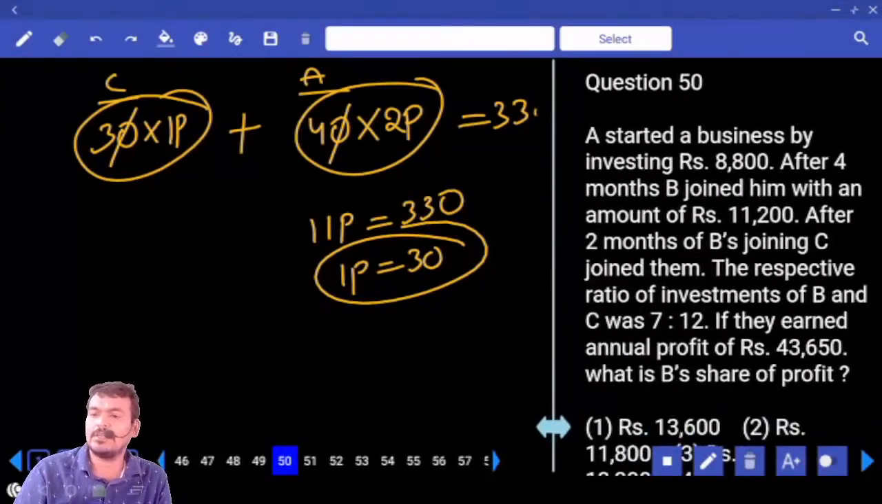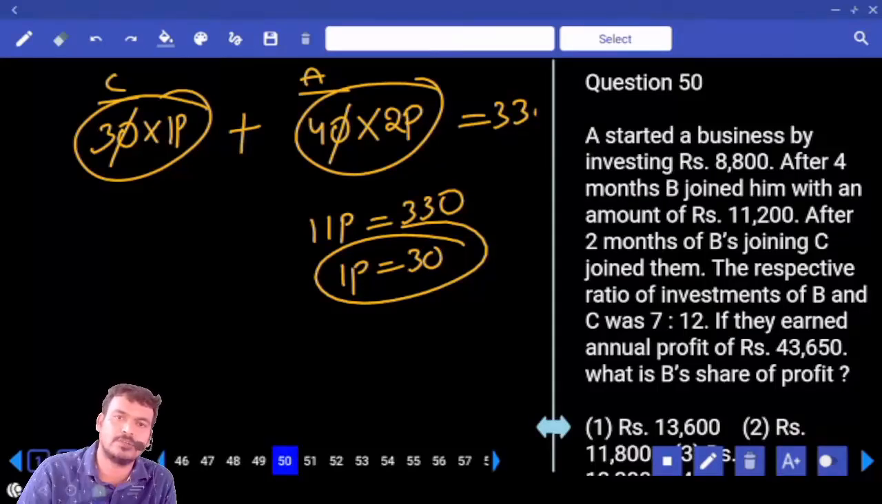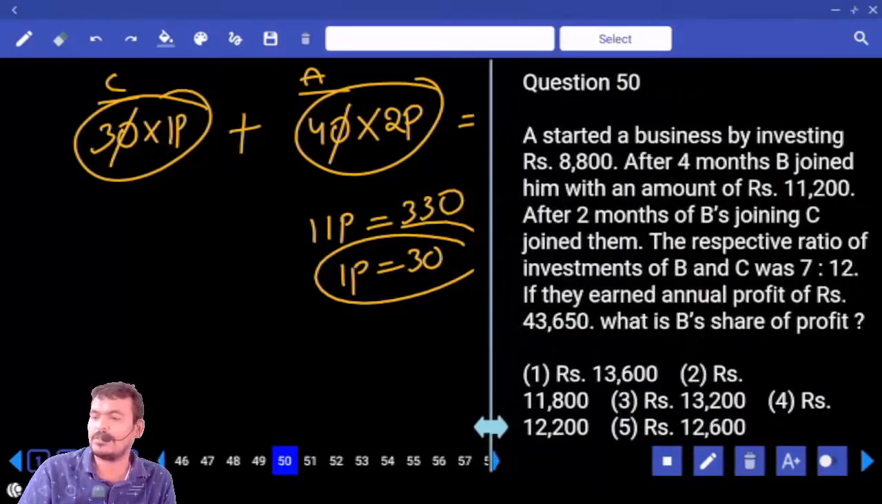A started a business by investing 8,800. After 4 months, B joined him with an amount of 11,200. After 2 months of B joining, C joined them. The respective ratio of the investments of B and C was 7:12. If they earned an annual profit of 43,650, what is the B share or A share?